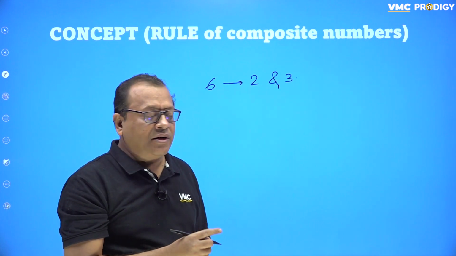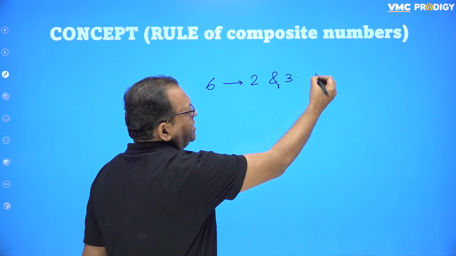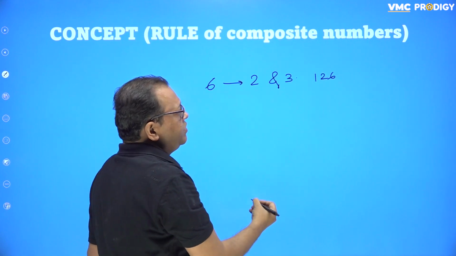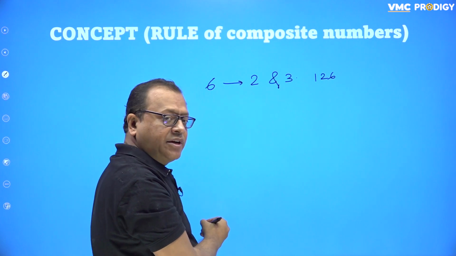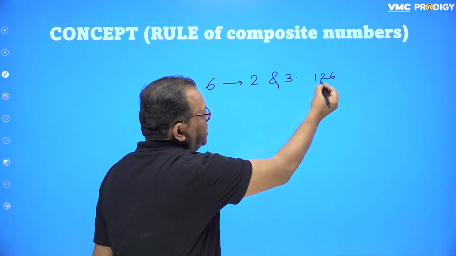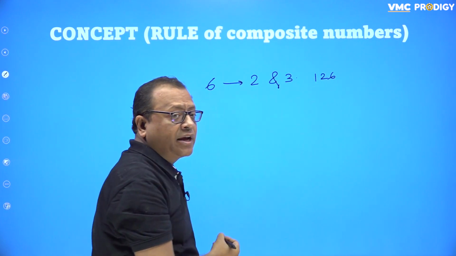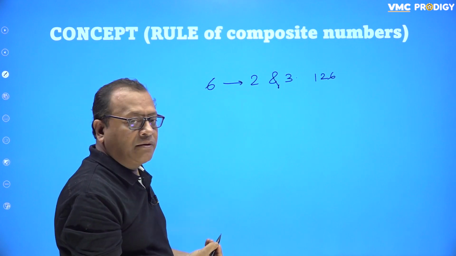Why 2 and 3? Take an example, say 126. We can say it is divisible by 2 because the last digit is 6. It is divisible by 3 because the sum of the digits is 6 plus 2, 8, 8 plus 1 is 9. So it is divisible by 3.